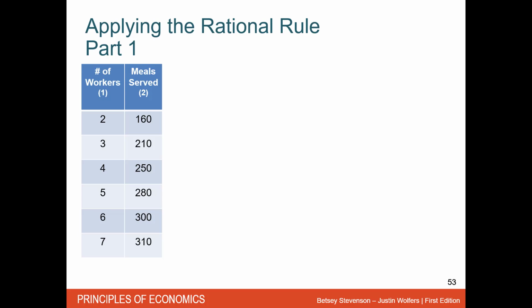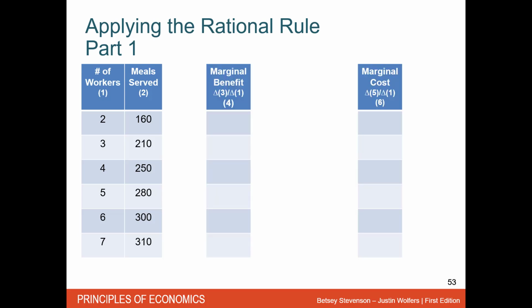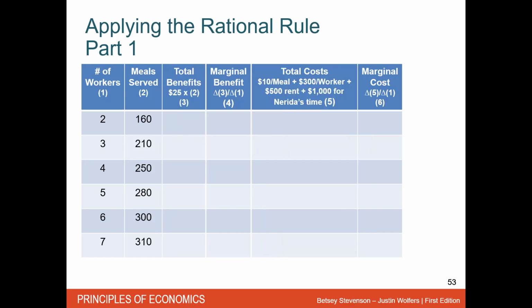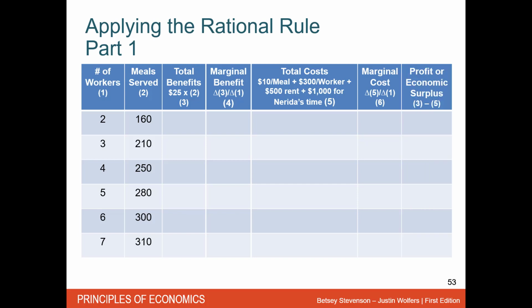Now Nerida needs help in determining the optimal number of workers, and she needs your help in finding the marginal benefit and the marginal cost. You told her that before she can calculate that, she needs to find total benefits and total cost. Once we have that, we can calculate not only the marginal benefit and the marginal cost, but also the profit or the economic surplus.